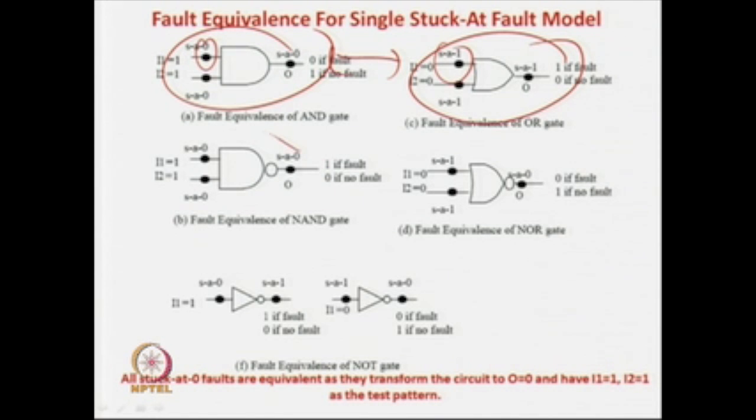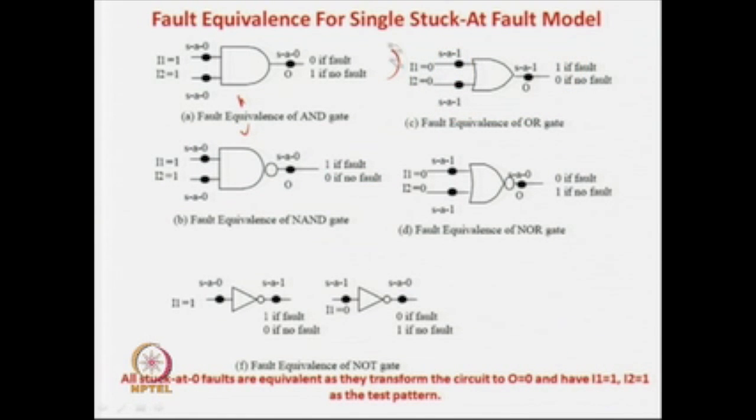Now, if you go for the NAND gate, it is all very similar to the AND gate. If you have a stuck-at-0 fault here, you have to apply 1 1, but only the output gets reversed. So, the fault equivalence concept of AND and NAND gates is the same. If you apply 1 1, then the answer is 0 if there is no fault, but the answer is 1 if there is a stuck-at-0 fault. These things are quite obvious, so we are not going much into details.